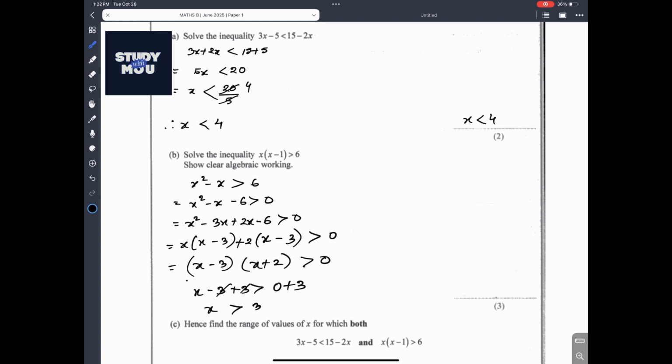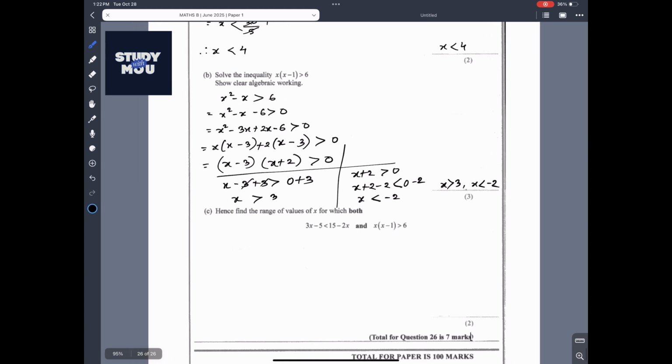Now we also have x plus 2 greater than 0. Then x plus 2 minus 2, 0 minus 2. When we give a minus 2 here, the sign changes. Now x is less than minus 2. So the answer is x is greater than 3 and x is less than minus 2.